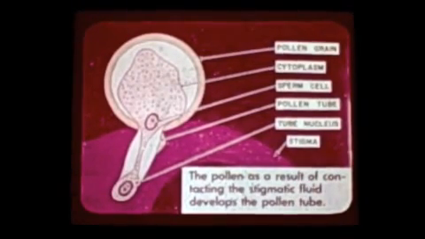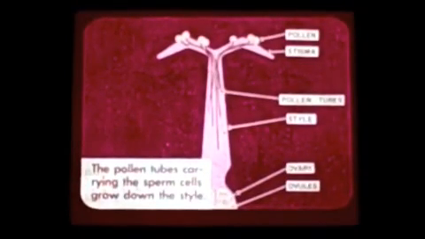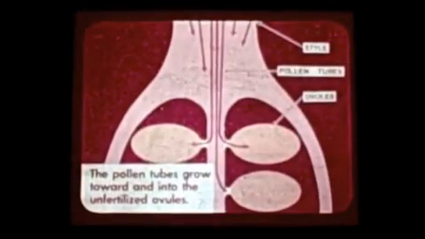The pollen, as a result of contacting the stigmic fluid, develops the pollen tube. The pollen tubes carrying the sperm cells grow down the style. The pollen tubes grow toward and into the unfertilized ovules.